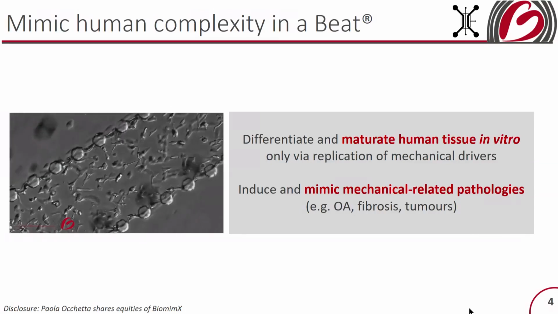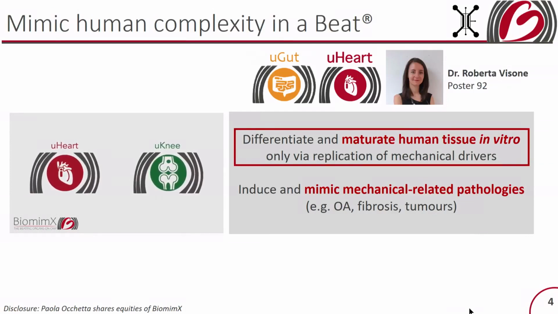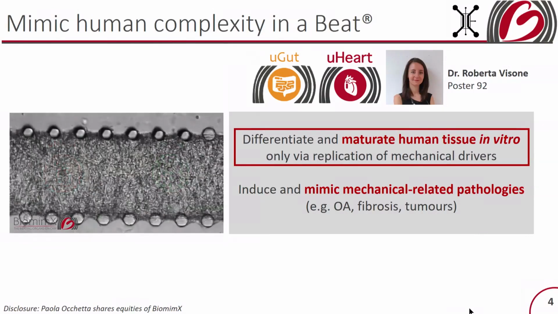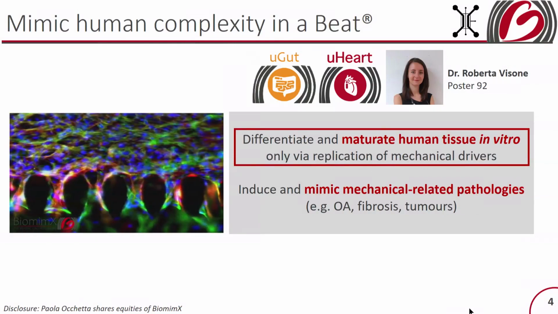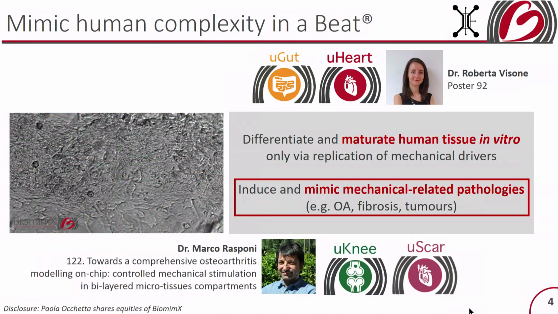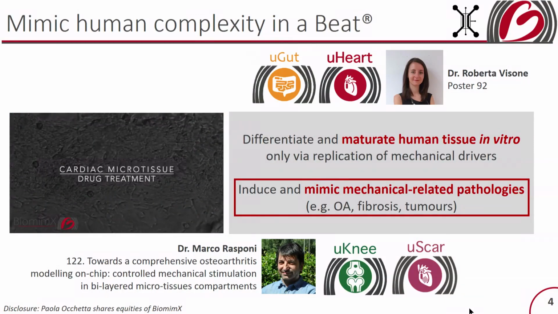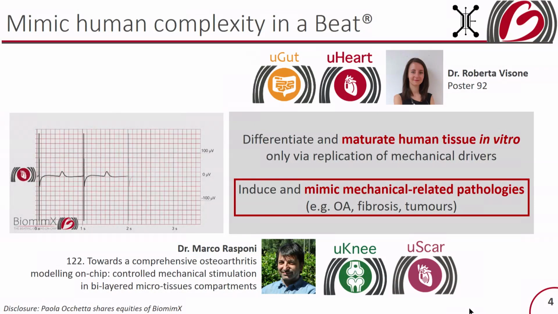In Biomimex, we are using this platform to generate different models which all have as a common denominator the importance of mechanical stimulation. In particular, we can, for example, differentiate and mature a healthy model of human tissue. You may have seen the poster of my colleague, Dr. Roberta Visone, about our uHeart model to test cardiotoxicity. We are also working, for example, on a gut model. But more importantly for this session, we are also generating pathological and disease models in which we induce mechanically related pathologies. And again, we just had the talk of my colleague Dr. Rasponi in the previous session about osteoarthritis. In a similar fashion, I will show you now how we apply this concept to cardiac fibrosis.